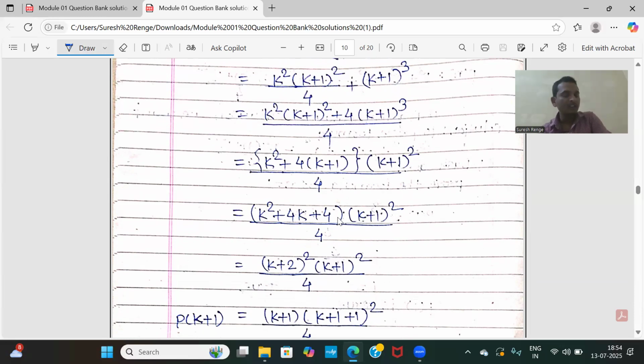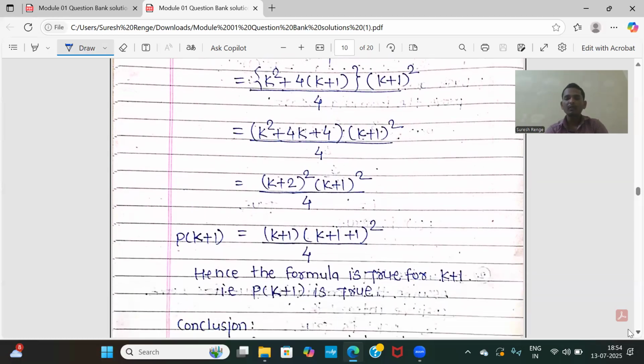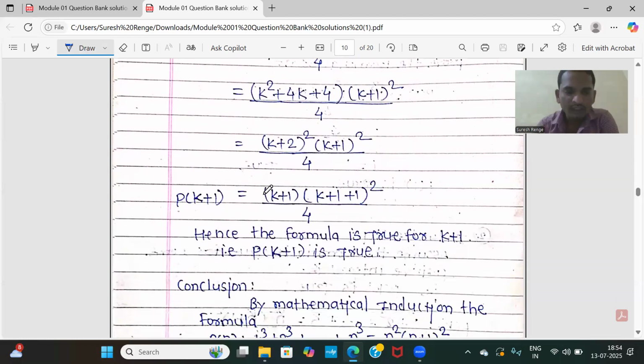This is nothing but the expansion of k plus 2 whole square. Let us convert this into k plus 2 whole square into k plus 1 whole square divided by 4. Rearranging in the form of k plus 1, P of k plus 1 is equal to P of k plus 1, that is, k plus 1 in the first term, and k plus 1 whole square divided by 4.